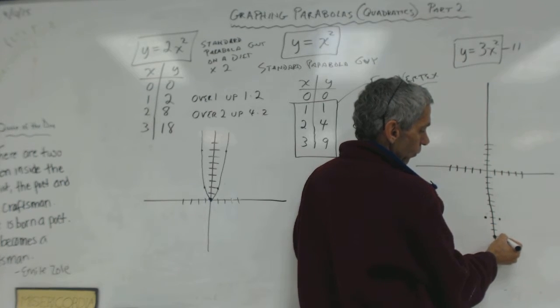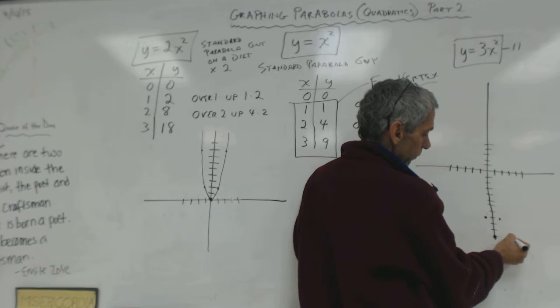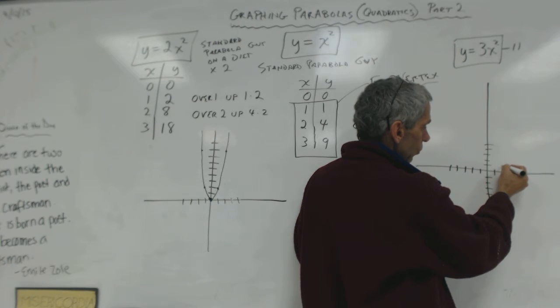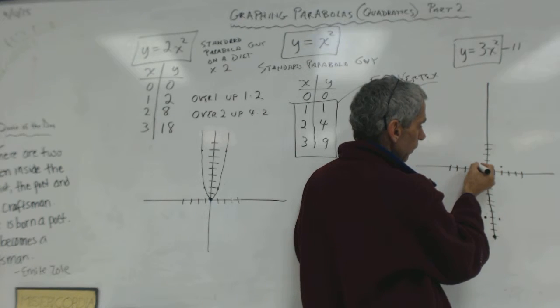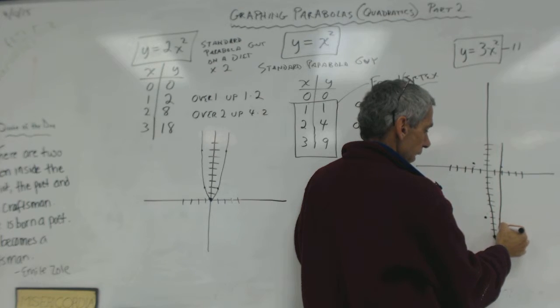All right, over 2, up 4 times 3, which is 12. Got to go up 12. 1, 2, 3, 4, 5, 6, 7, 8, 9, 10, 11, 12. I'm going to come over. This is 2 away from my axis of symmetry. I'm going to come over here, 2 away, put a dot. Now I'm going to draw my graph.